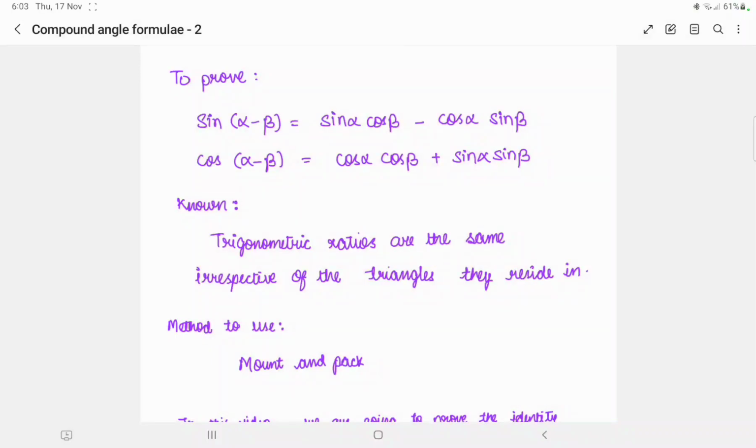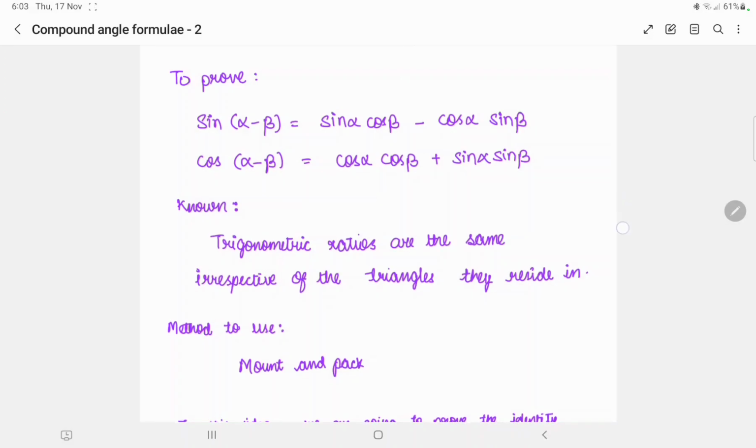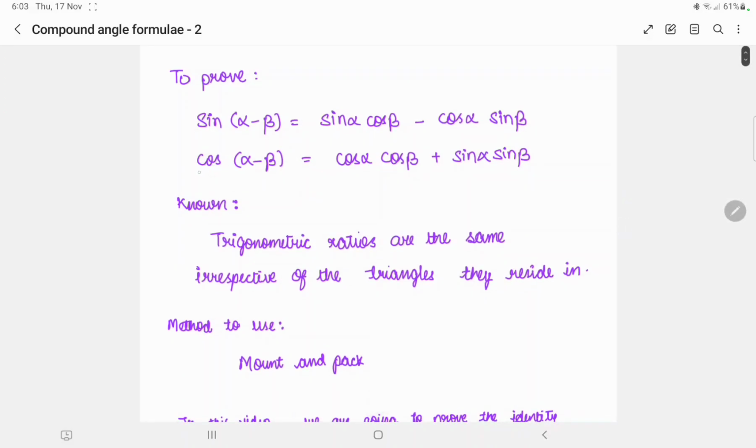Hello everyone. In this video we are going to look at the second part of our compound angle formula series. Okay, so let's see what we have here. We need to prove that sine of alpha minus beta equals sine alpha cos beta minus cos alpha sine beta, right? Now, similarly, we have cosine of alpha minus beta as cos alpha cos beta plus sine alpha sine beta.